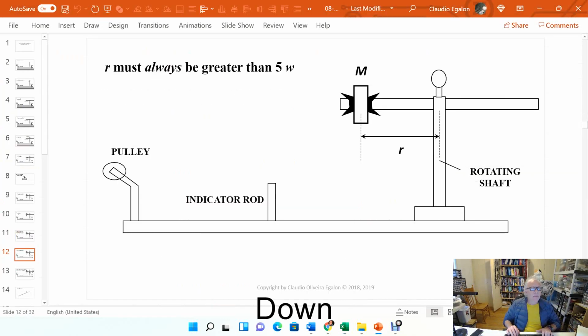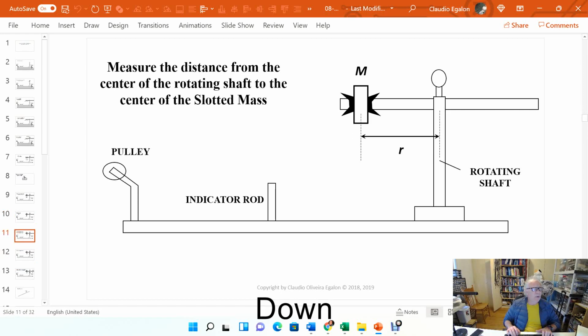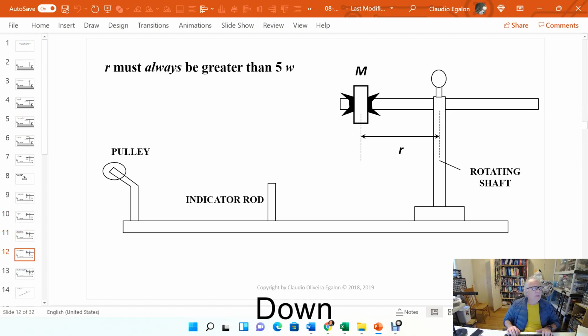In the next step, why did you measure the W? There's a reason why you measure the W. You have to make sure that for this mass to behave like a point mass, this moment of inertia is going to be mr squared, okay? In order for this mass to behave like a point mass with a moment of inertia mr squared, the radius should be at least 5 times the width of this mass.